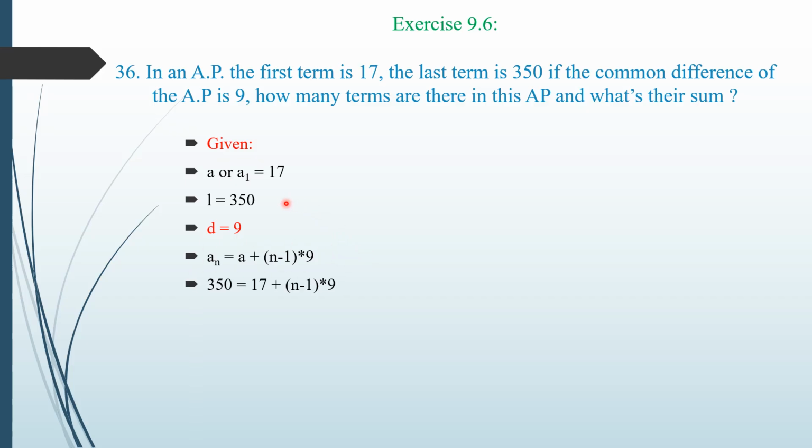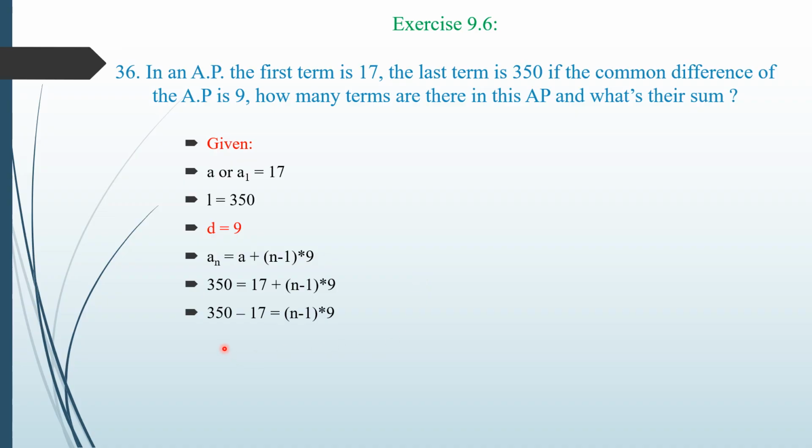Here I'll substitute the values corresponding to this last term in order to calculate the value of n. Substituting all the known values, in place of an I'll substitute 350. A I am given, this is the first term, that is 17, plus n I don't know, so I am calculating this n itself. Therefore I'll keep n as it is, minus 1 I'll keep as it is. In place of d I'll substitute 9 here.